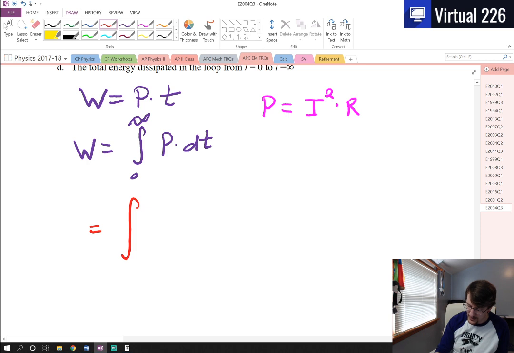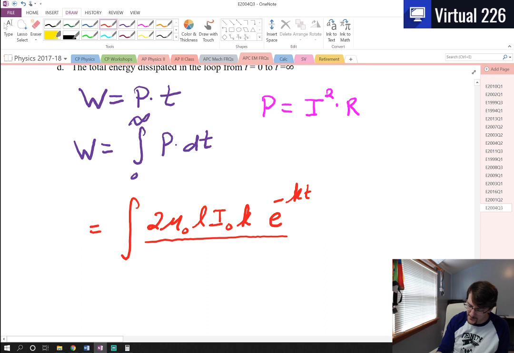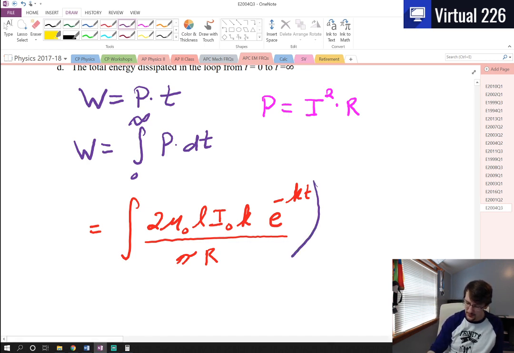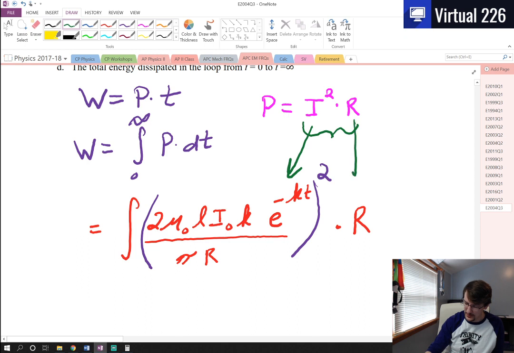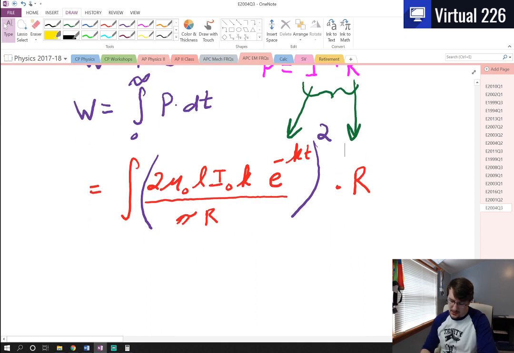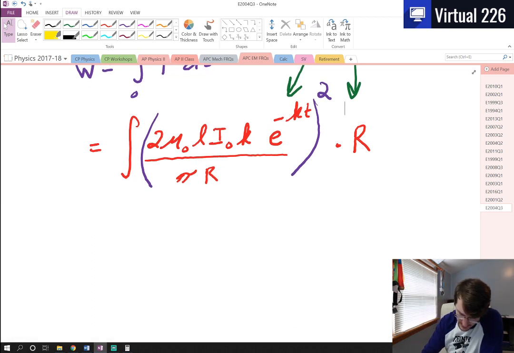So above, if I can remember, we had 2 mu naught L I naught K, and then e to the minus kt, all over pi times r. All of this here is the current, I. So this entire value needs squared, and then we need to multiply this times r. So this right here is I squared, and that's r. Whew, okay, so not too bad. We can work with this.